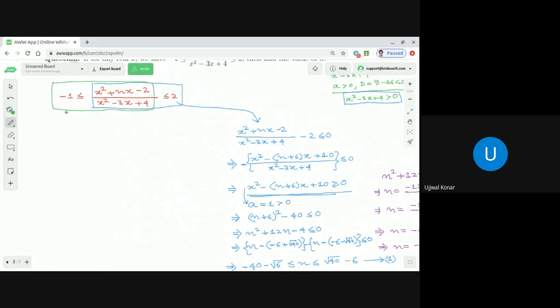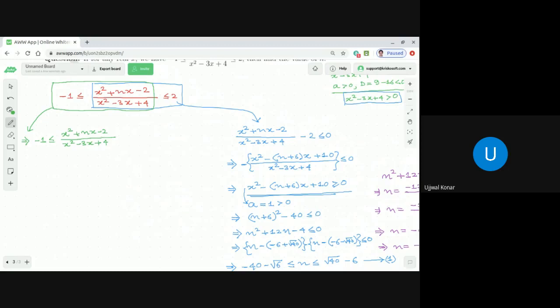Now, if we take this part of this inequation, let's find out what we are going to get. So from here, we can write that minus 1 is less than or equal to (x square plus nx minus 2) divided by (x square minus 3x plus 4). Correct?